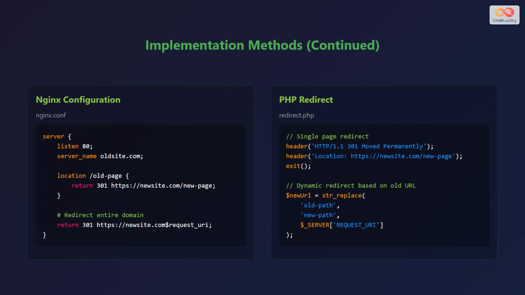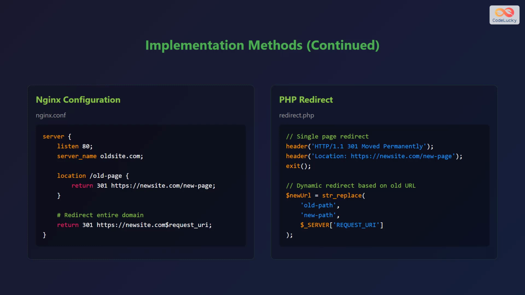Here are additional implementation methods for 301 redirects. If you are using Nginx, you can configure redirects directly in your Nginx configuration file. Within the server block, you can use the location directive to specify the old page URL, and then use the return directive to redirect to the new URL with a 301 status code. To redirect an entire domain, you can use the return directive with the $request_uri variable to preserve the original request URI.